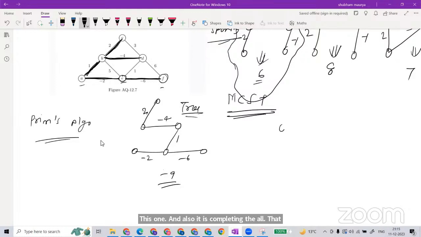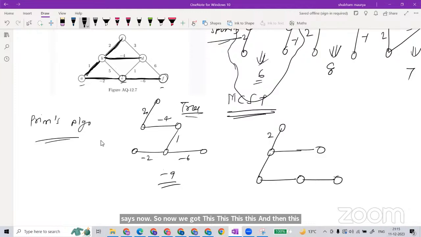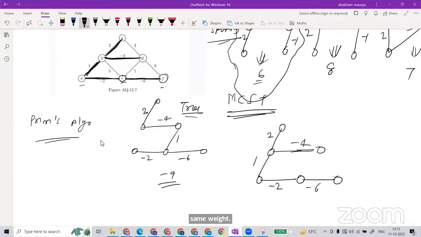So now we got this, this, and then this. In this case, our answer is also -9. So it also has the same weight. So minus 6. Now count this. This is again 12 minus 9. These two are the same. But see that structure-wise, these two are different, but the weights are the same.